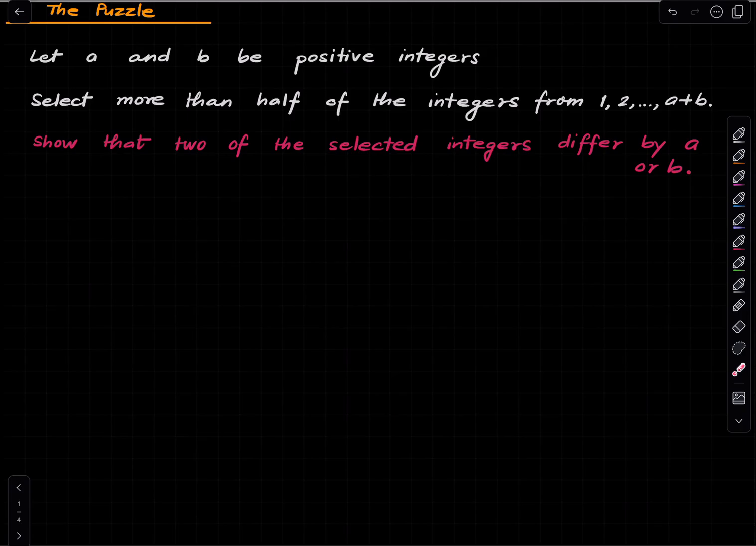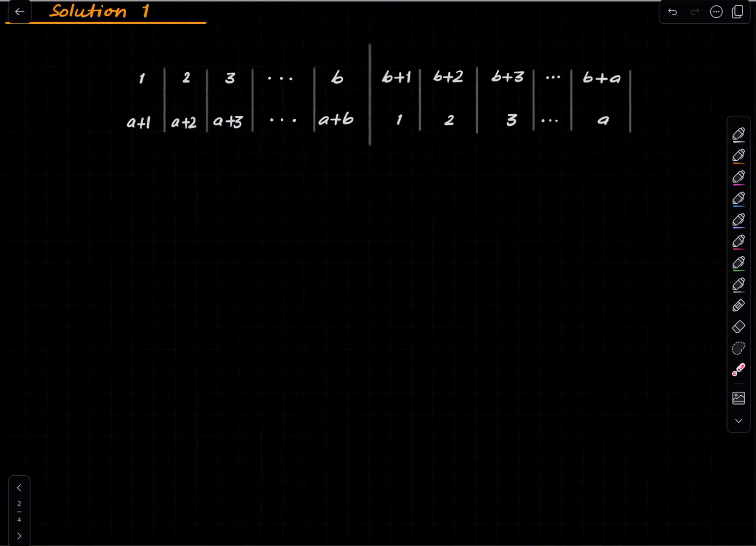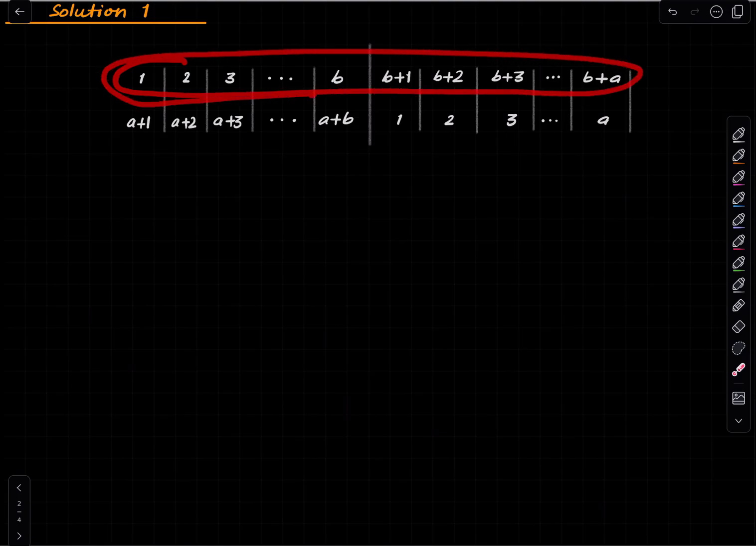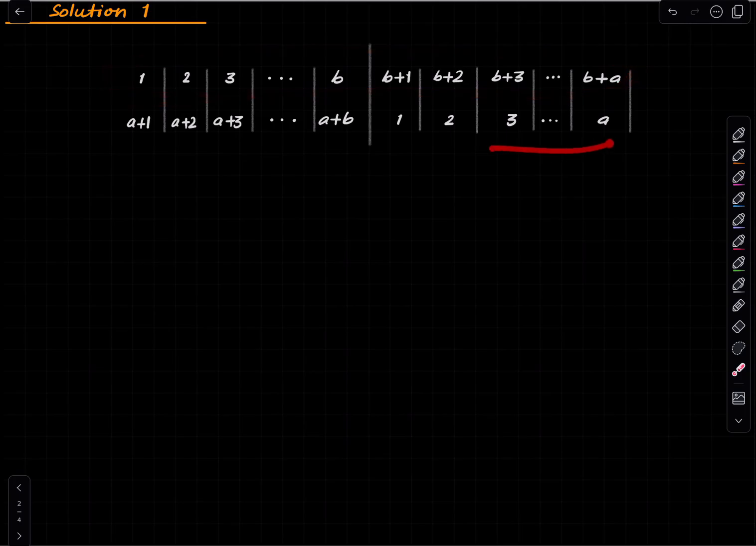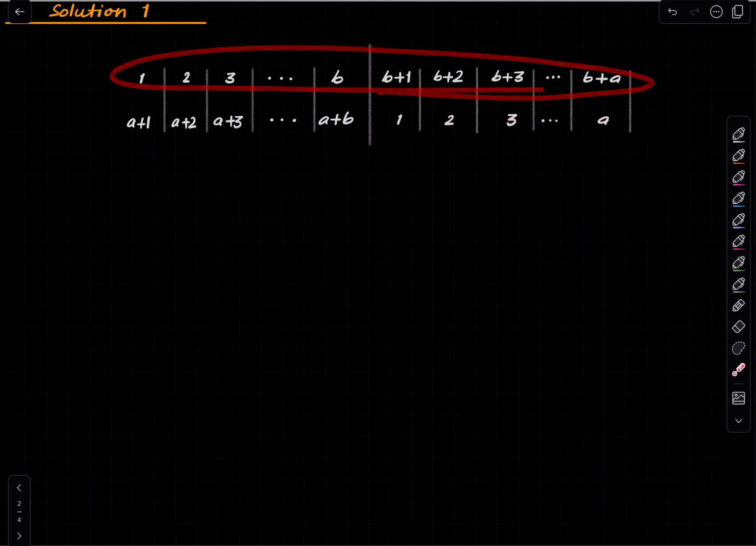I will show two solutions, in fact. So here is the first and a very elegant solution of it. We have written numbers from 1 up to a plus b in the top row in a somewhat permuted fashion, and we have also written numbers from 1 up to a plus b again in a different permuted fashion. So first we write 1, 2, 3 up to b. Well, this is not permuted at all, actually. So the first row is not permuted at all, while the second row is permuted. Here we have 1 up to a starting from this point and then continuing here. So it's kind of a rotated copy of the previous one.